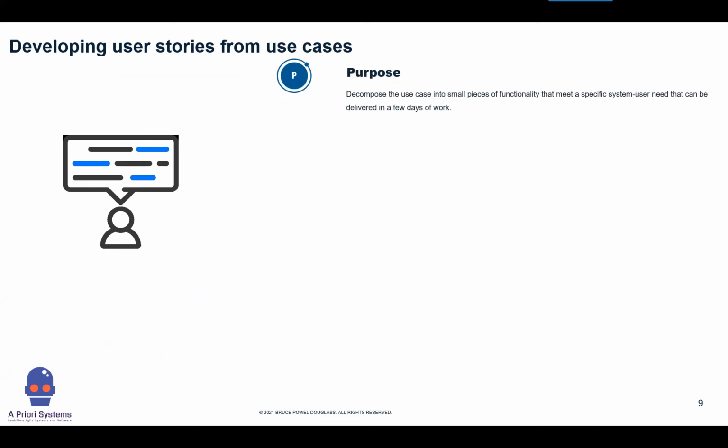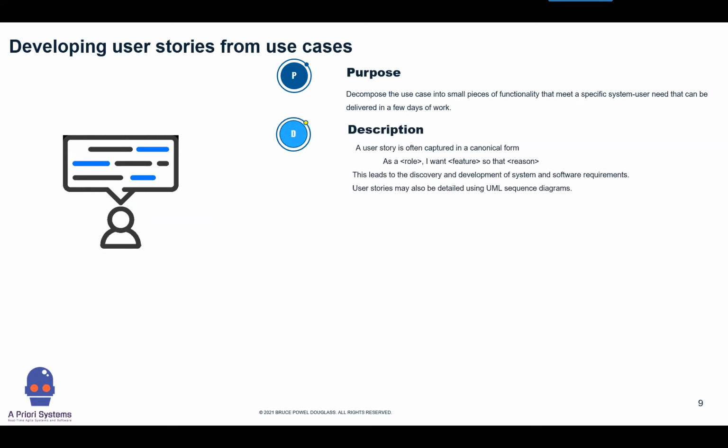We're going to take the use case and identify small levels of singular interactions. You want to support small levels of functionality that meet a specific system user need that can be delivered in a few days of work. So again, smaller than a complete iteration. There's a canonical form for representing user stories: as a role, I want feature, for reason, or so that something happens. There's a pretty standard form. And like I say, these are roughly equivalent to scenarios on sequence diagrams, and so you can choose to do this instead of a sequence diagram, I think.